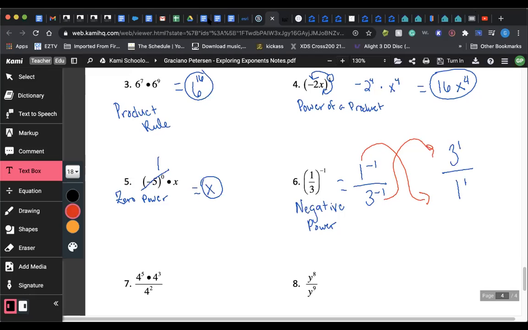Okay, so that's the answer? It's going to be 3 over 1, which is just 3. I still have to simplify it some more. Anything to the first power is just itself. So it's just 3 over 1, which we leave as just 3, right?